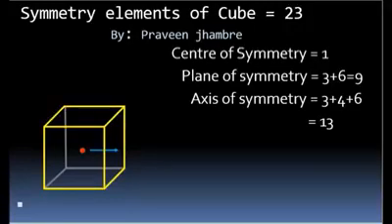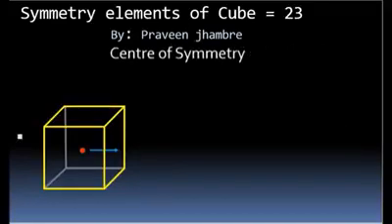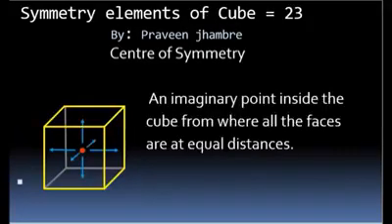Now, what do you mean by center of symmetry? Center of symmetry means an imaginary point inside the cube from where all the faces are equidistant. That is, an imaginary point inside the cube from where all the faces are at equal distance. There is only one center of symmetry present in a cube.